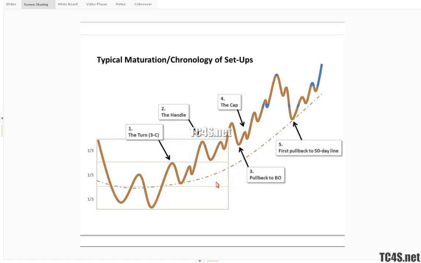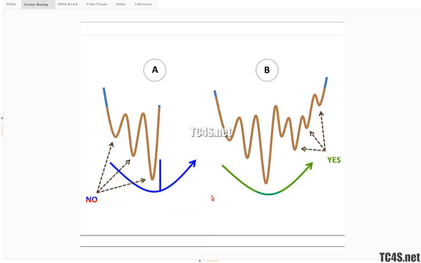All right. So you have the 3C, or the cup completion cheat area, which will be a low cheat or a regular cheat. You have the handle. You have what we call a cap. That's when you break out and then you pull back to the breakout, and sometimes you'll form a little VCP, and from there you can get a pullback buy, and then sometimes I'll buy the first pullback to the 50-day line. And I'm going to show you a few examples of that today also. Now, what you don't want to do, okay, is you don't want to be operating on the left side of the base.